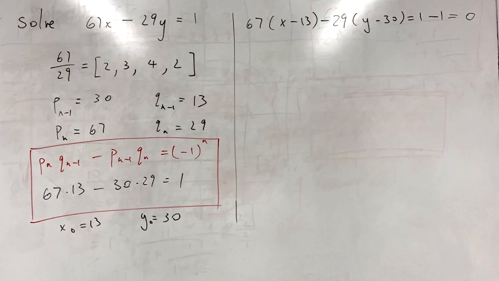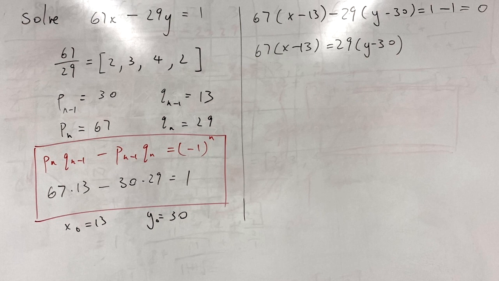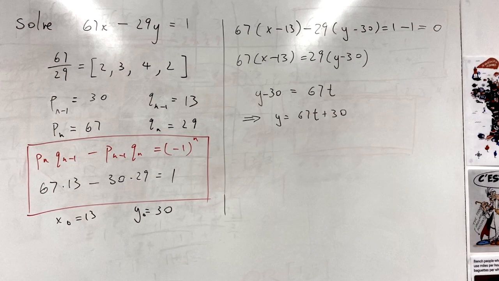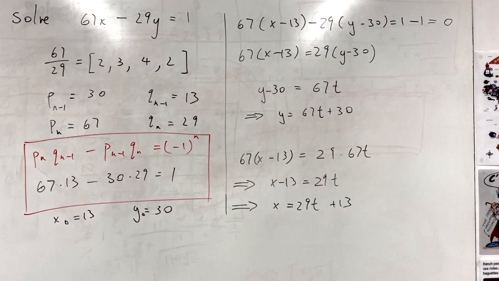Now we subtract it from the original equation, and we end up with this. 67 and 29 are coprime, and x minus 13 must be an integer. So if we divide both sides by 67, y minus 30 must be a multiple of 67 for the right-hand side to be an integer. Therefore, we can express y minus 30 as 67t, where t is some integer, and we have the general solution for y. By subbing 67t back, we can find the general solution for x as well.